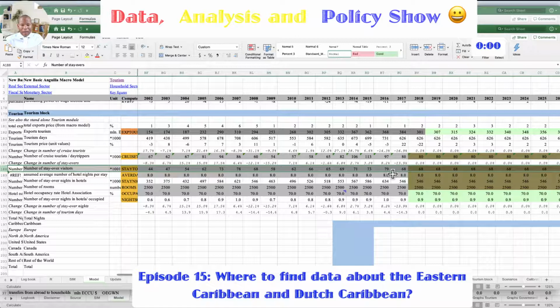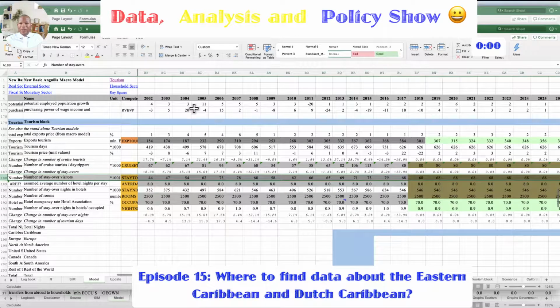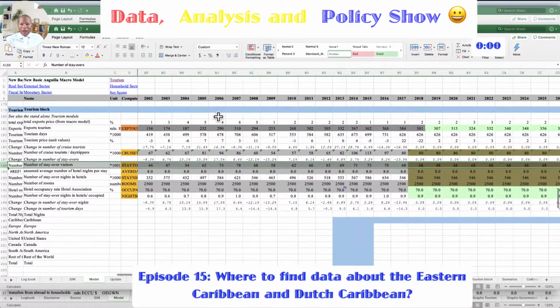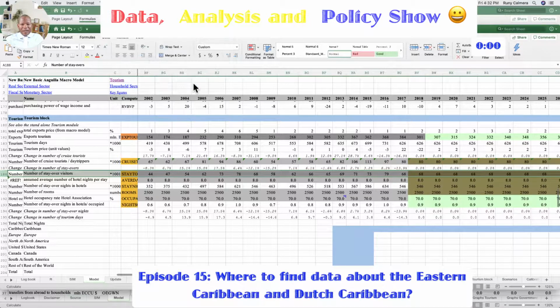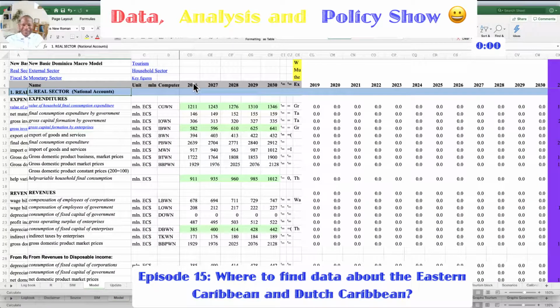So let's move to another island, and I want to look at the situation in, let's say, Dominica. Dominica people, how are you? Dominica is a beautiful island. I heard it has 365 beaches or rivers or something like that. I have to visit Dominica.